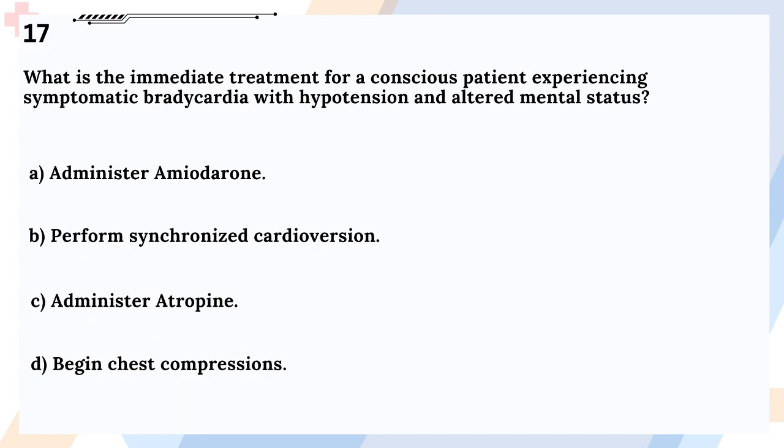Question 17. What is the immediate treatment for a conscious patient experiencing symptomatic bradycardia with hypotension and altered mental status? A. Administer amiodarone. B. Perform synchronized cardioversion. C. Administer atropine. D. Begin chest compressions.